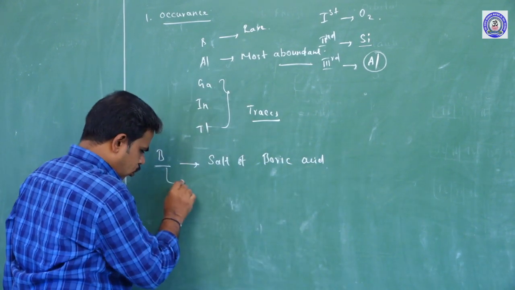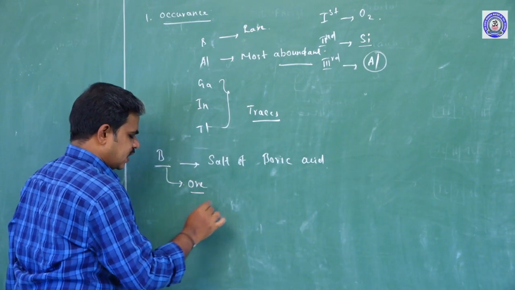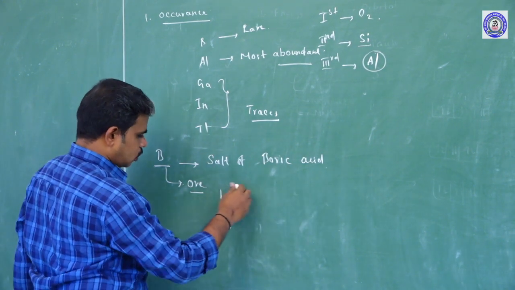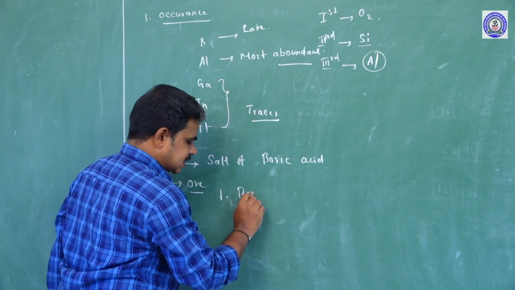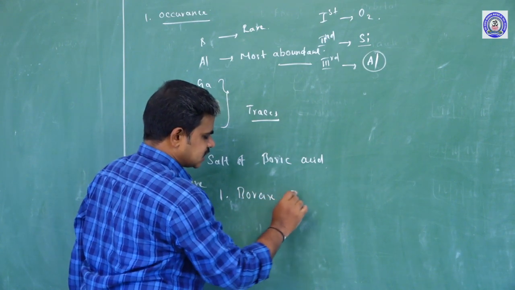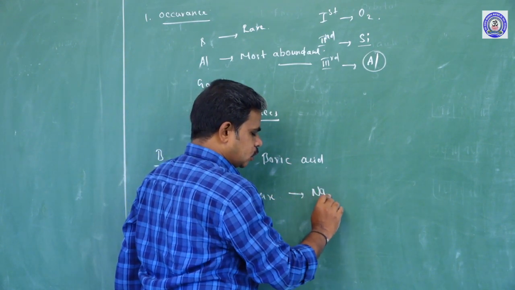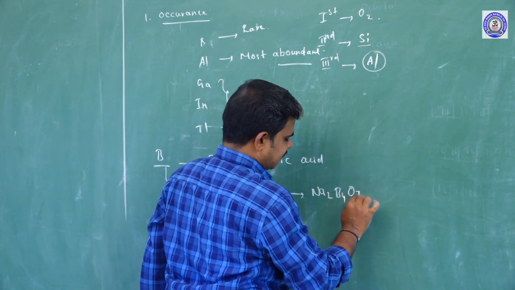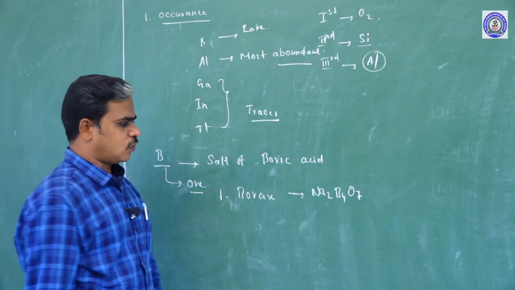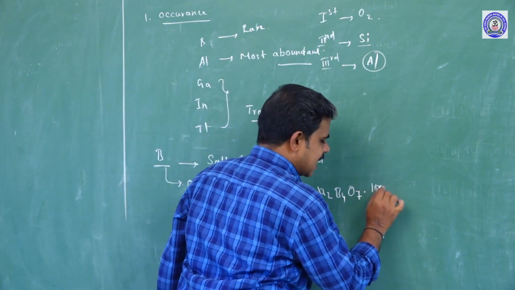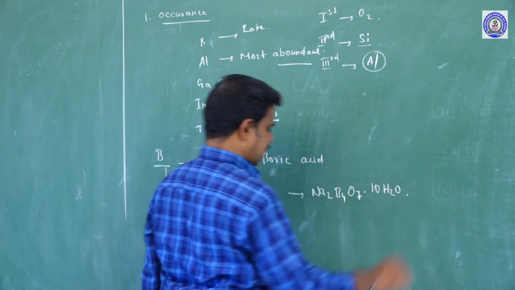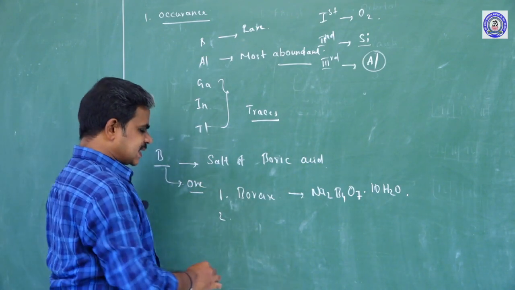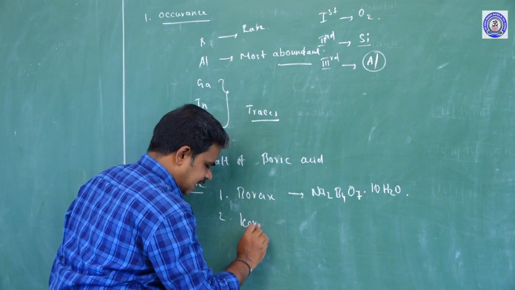And the ores, what do you mean by ore? We can easily extract the element from the ore. So here it is borax. What is that? Borax. The formula is Na2B4O7.10H2O, a hydrated salt. Then it is borax. Then the second one is kernite.